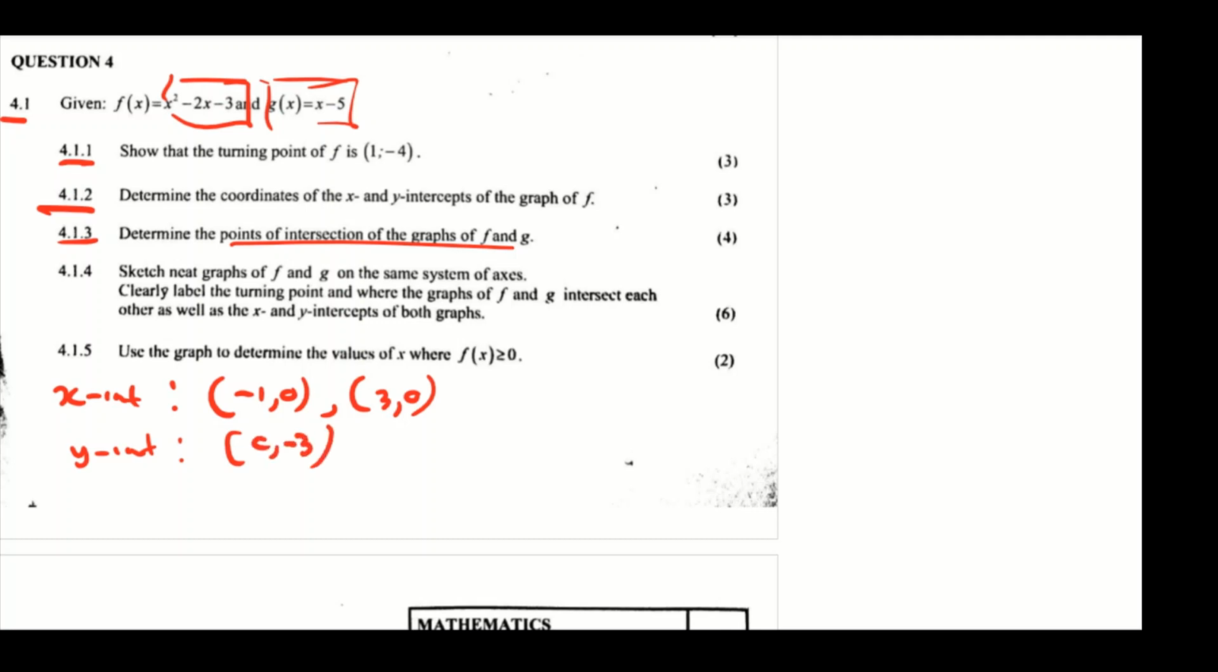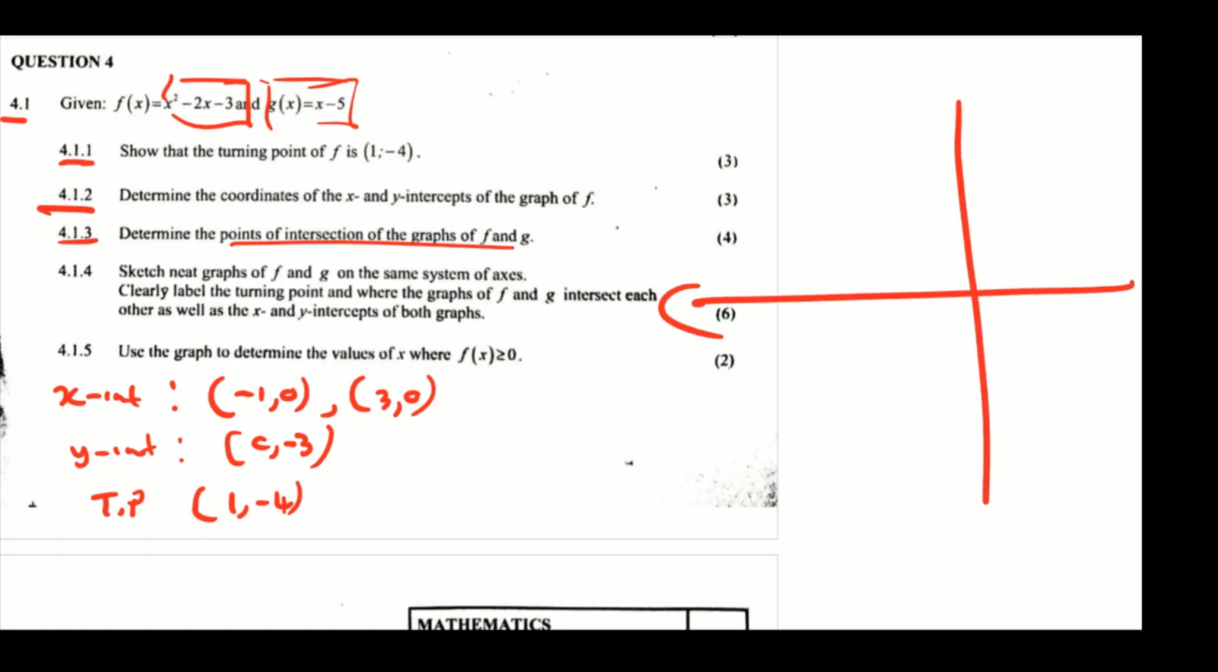And then your turning point. Remember your turning point, the first question we had 1 and minus 4, right? So yeah, you just need this information to draw your function, or your functions rather, because you're drawing f and g, right?